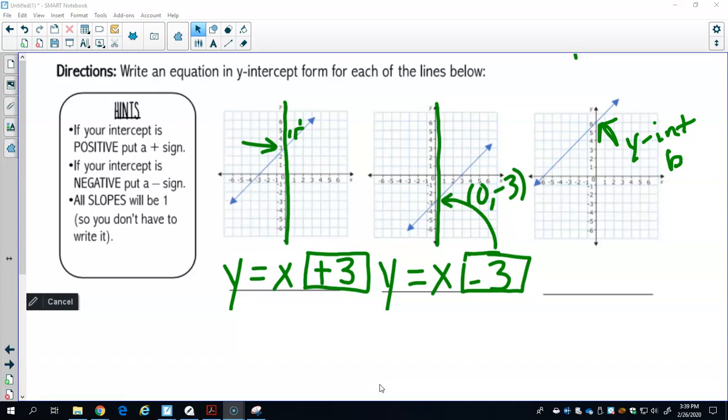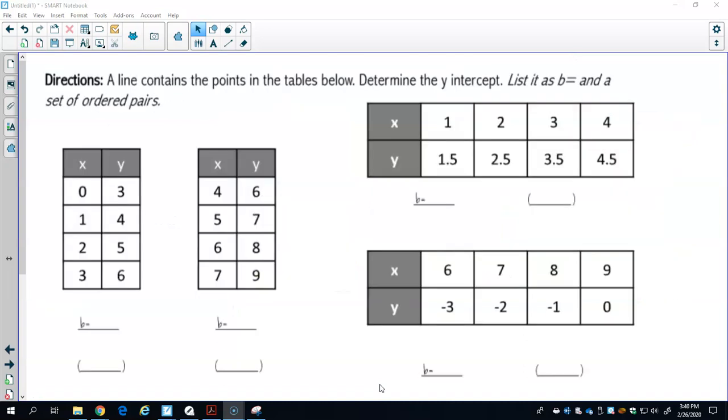So if I'm writing my equation, y equals x, it's positive, so it's going to be positive 6. So my equation is y equals x plus 6. That positive 6 is my y-intercept. It's the place where the line is hitting the y-axis. All right. Let's look at the next one.